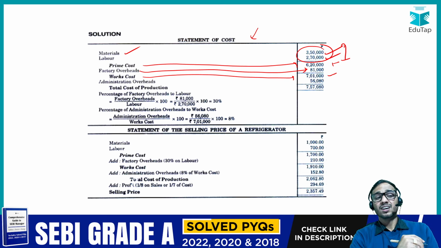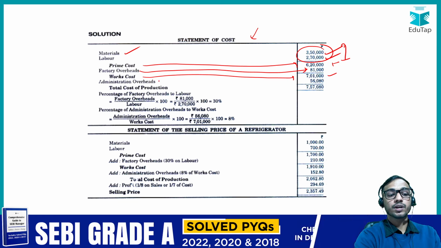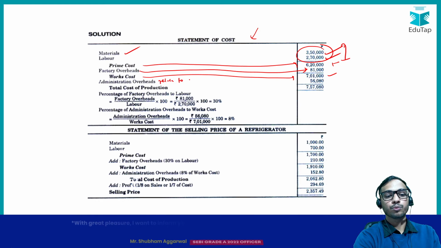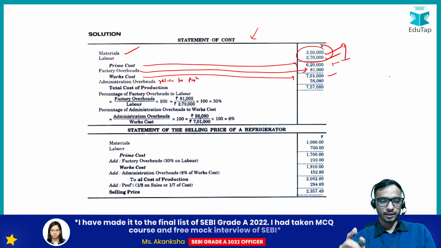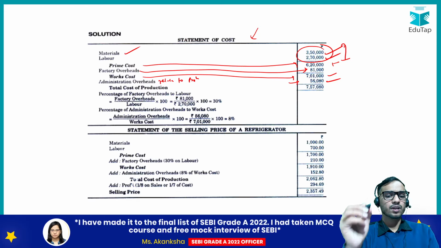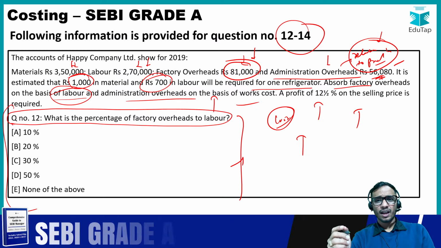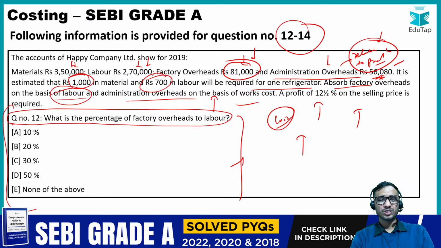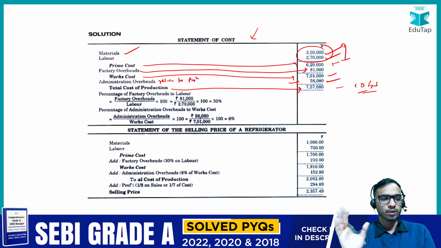Now after works cost, remember what do we add? We add administrative overhead related to production, isn't it? So this is administrative overhead related to production, that is 56,080. Now you will total it, you will get your cost of production. Finished goods opening stock and closing stock are not given. Therefore in this question, the total cost of production is also equal to COGS, that is cost of goods sold, because opening stock and closing stock are not given to you.